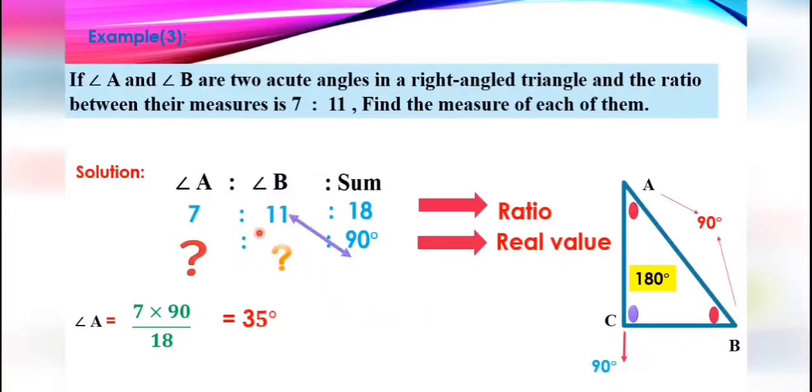Now it's time to find the measure of angle B, equal to 90 times 11 divided by 18. So angle B equals 11 times 90 divided by 18. The two opposite numbers are divided by the number which has no opposite number. So the measure is 55. Here I can see that 35 plus 55 is 90. When you add the two real values, you will find it equals the sum, to make sure of your answer.